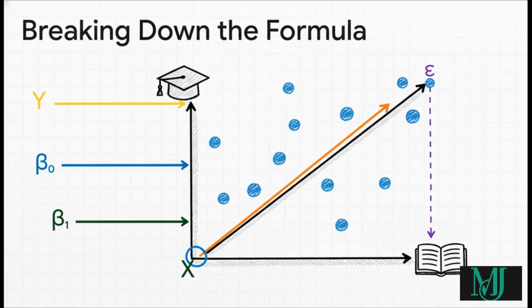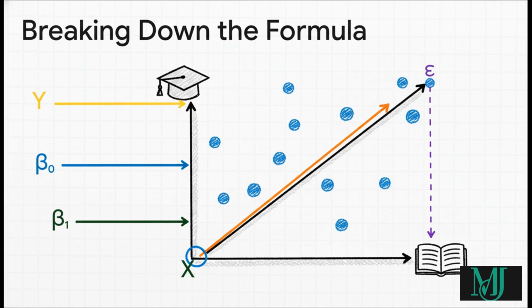Let's break it down piece by piece. Y is what we want to predict, say, your exam score. X is what we already know, maybe the hours you studied. Beta 0 is the starting point, the score you'd get if you studied 0 hours. Beta 1 is the slope. It tells us for every extra hour you study, how much higher your score might go. And that little epsilon represents the random stuff we can't control: your mood, tricky questions, or sheer luck.